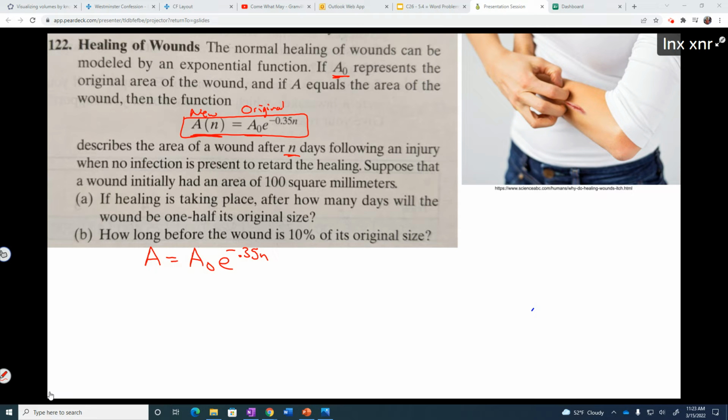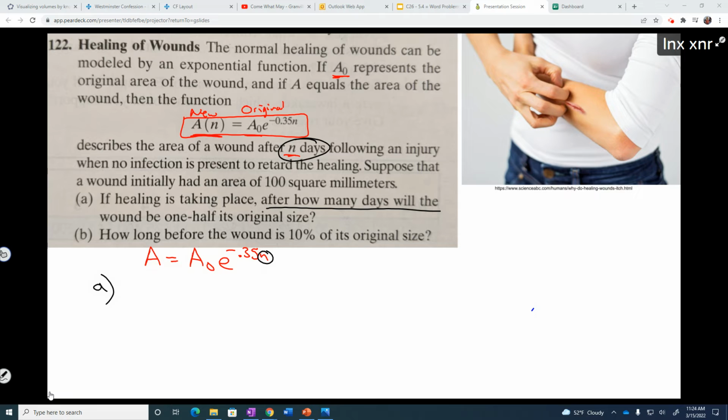All right. So part A, we're asked to solve something. How many days will the wound be 1/2 its original size? So what variable are we trying to solve for? No, E is not a variable. Even though it's a letter, it's not a variable. What one represents how many days? N. N is the number of days, right? N is days. So after how many days will the wound be 1/2 of its original size?